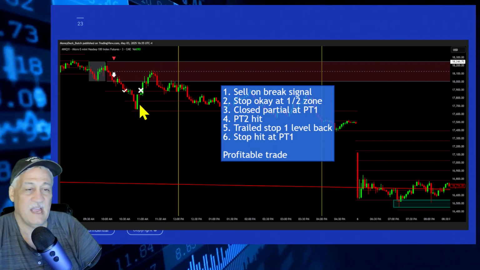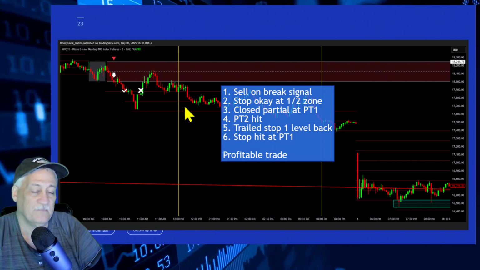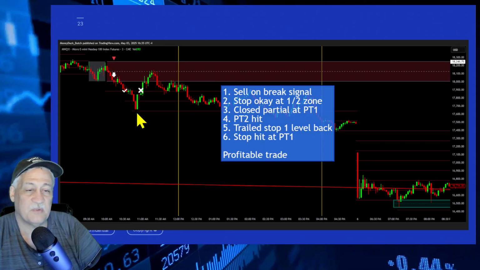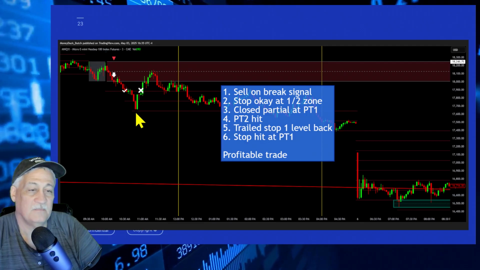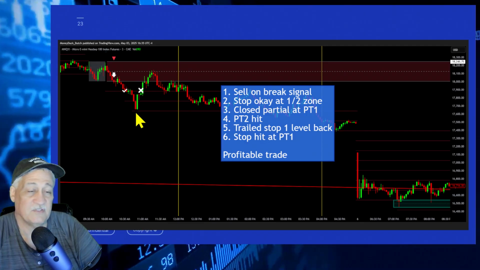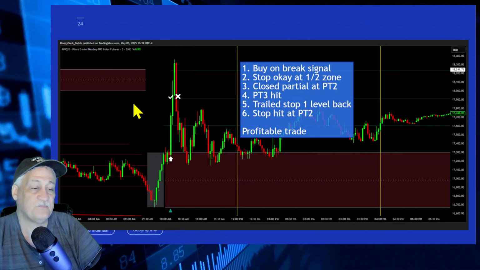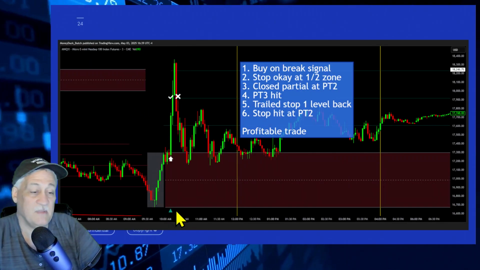Because sometimes it just bounces between them, right? So this one did not close past profit target. It didn't even touch profit target 3. So my stop was back here. Okay, profitable trade. Another profitable trade, imagine that.